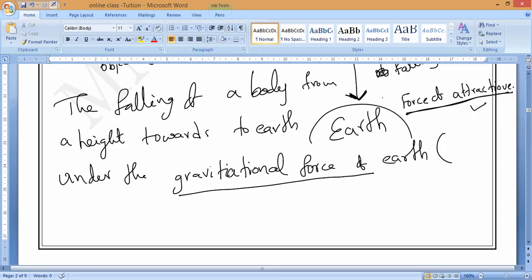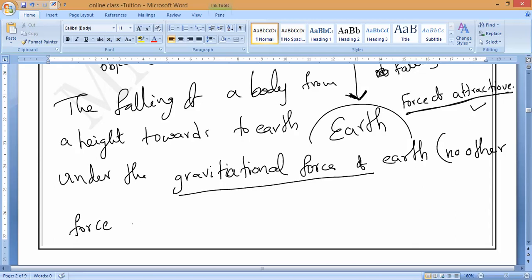But it is not happening truly, because free fall means freely falling, only under which force? Only under gravitational force. And remember, no other forces acting on it, like frictional force or any other forces. Do you understand, everybody? No other forces.